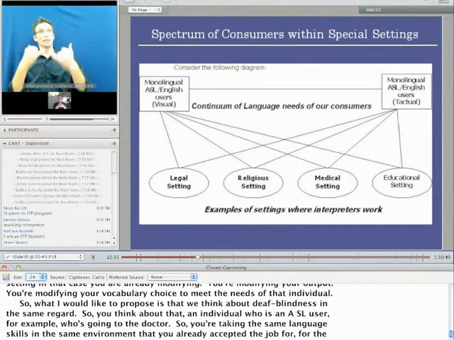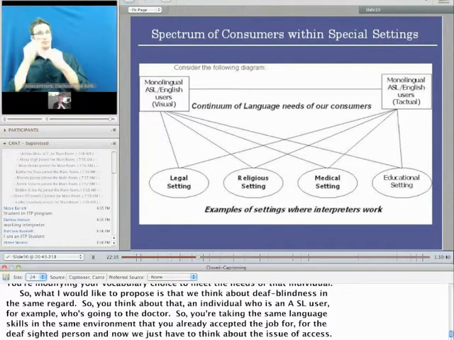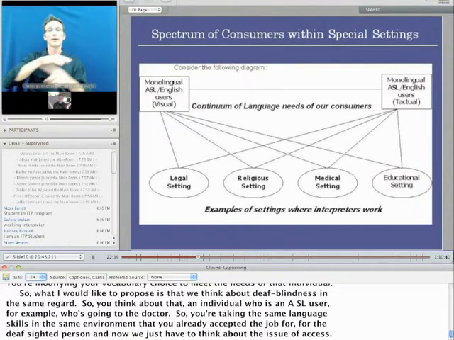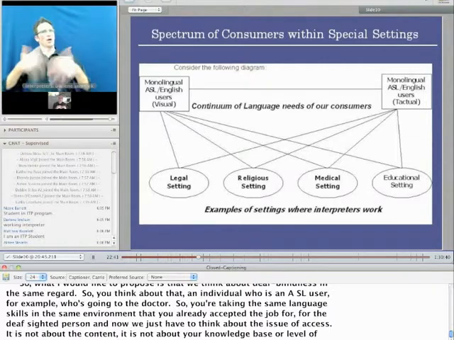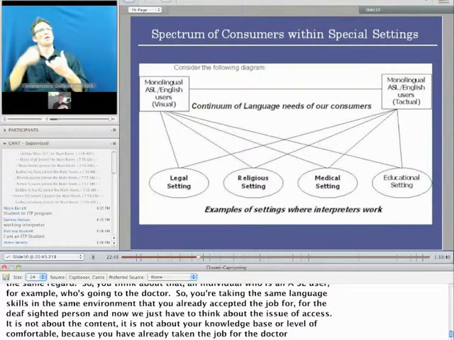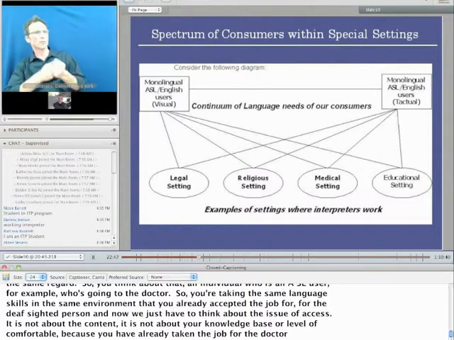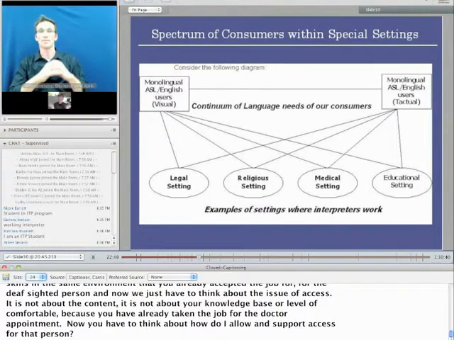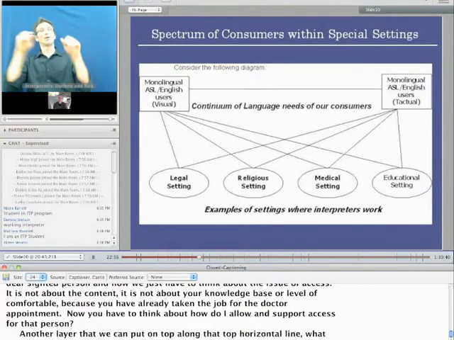So it's not about the content, it's not about your knowledge base or your level of comfortability, because you've already taken the job for the doctor appointment. Now you have to think about, how do I support access to that person? And another layer that we can put on top, along that top horizontal line, is the spectrum of varying degrees of vision loss.